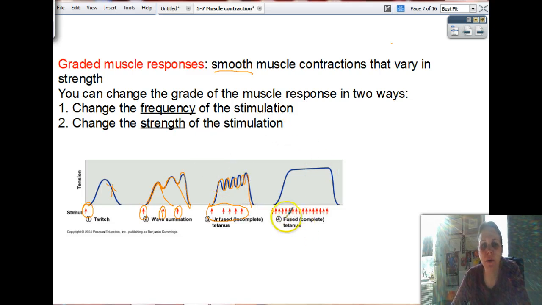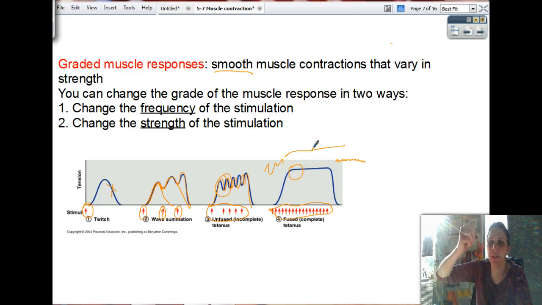And then we have fused tetanus, where the stimulations are just right on top of each other, so we don't see these little dips in there, and it eventually just becomes a straight line. Now, if I looked at it up close, it probably would have a very small wiggle to it, but for the most part, it looks like a smooth straight line.